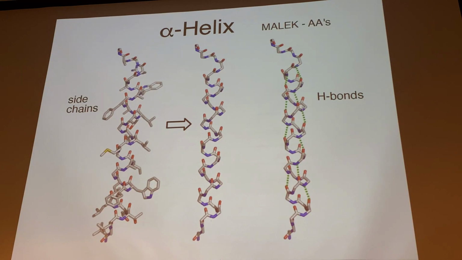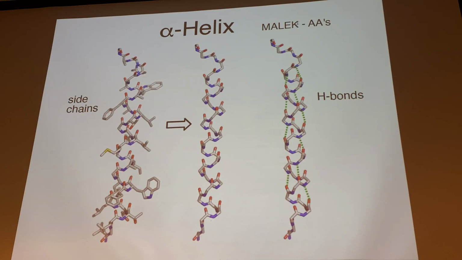Each green dotted line here is a hydrogen bond. Every third and a half amino acid up forms an intramolecular hydrogen bond. They're weak on their own, but if you add up a bunch of hydrogen bonds, that begins to stabilize the structure. The amino acids that tend to be in alpha helices are methionine, alanine, leucine, glutamic acid, and lysine.